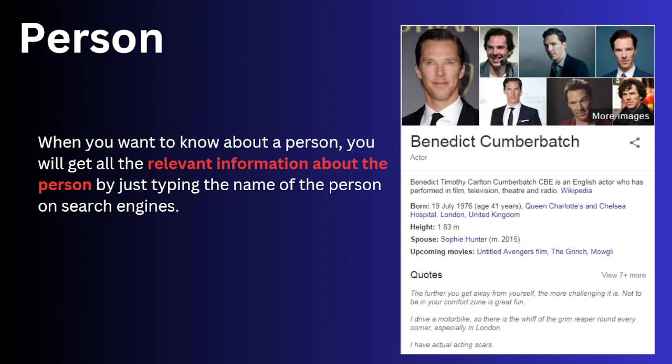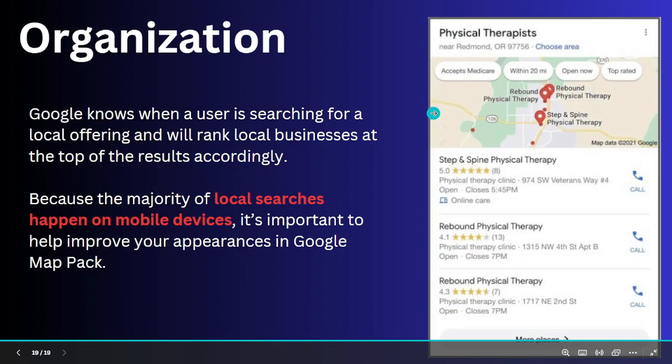Person schema. When you want to know about a person, you will get all the relevant information about the person just by typing the name of the person into search engines. Suppose any person is operating a business. That's how we can publish a person schema on our pages that could appear on a SERP, and it looks like this. Okay.